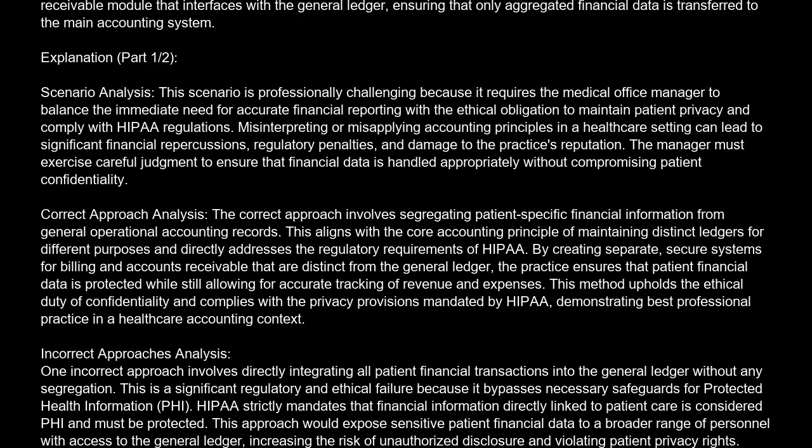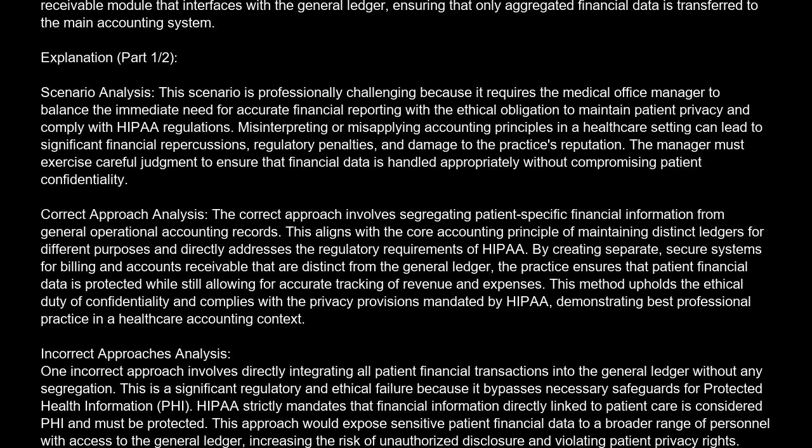Misinterpreting or misapplying accounting principles in a healthcare setting can lead to significant financial repercussions, regulatory penalties, and damage to the practice's reputation. The manager must exercise careful judgment to ensure that financial data is handled appropriately without compromising patient confidentiality. Correct approach analysis. The correct approach involves segregating patient-specific financial information from general operational accounting records.